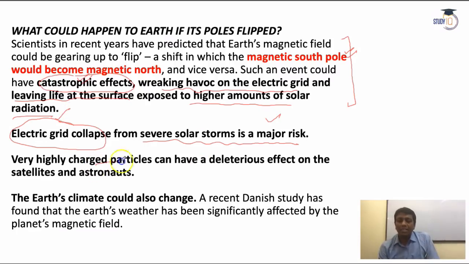Even very highly charged particles can have a deleterious effect, and most of the charges, plasma material and ionized material will increase. When solar storm and solar activity increase, every element comes into the ionized form, and that can even affect the satellites. Astronauts who go into space will come under exposure to radiation, ions and charges. Even the Earth's climate will also be changed due to changing weather. And this will become possible because of magnetic fields.